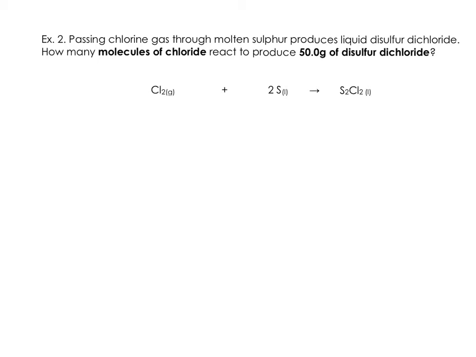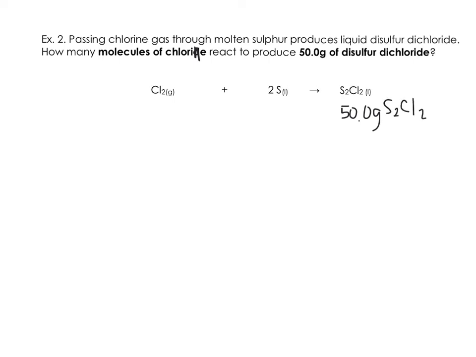Sometimes your final answer, they're not looking for grams, they're looking for number of molecules or number of atoms, but it's the same first couple of steps, and then we need to use Avogadro's number. Okay, so we have a balanced chemical equation. We know that we're looking for molecules of chlorine. That should say chlorine, not chloride. Chlorine reacts to produce 50 grams of disulfur dichloride.